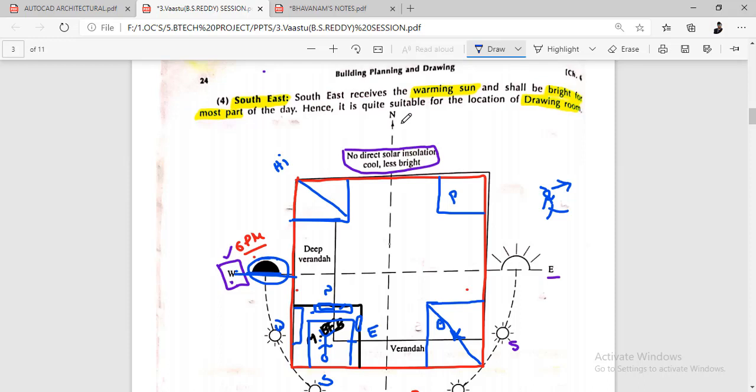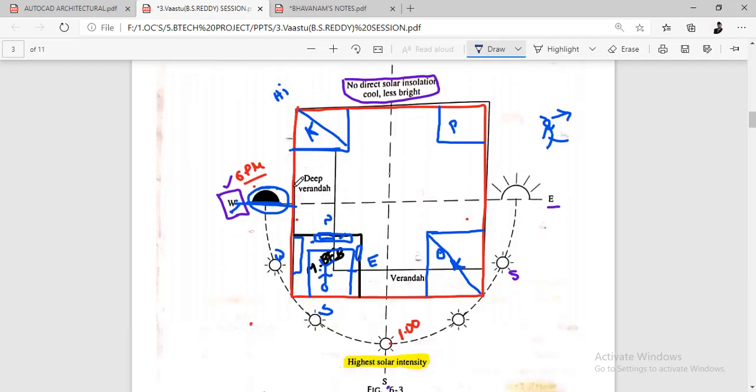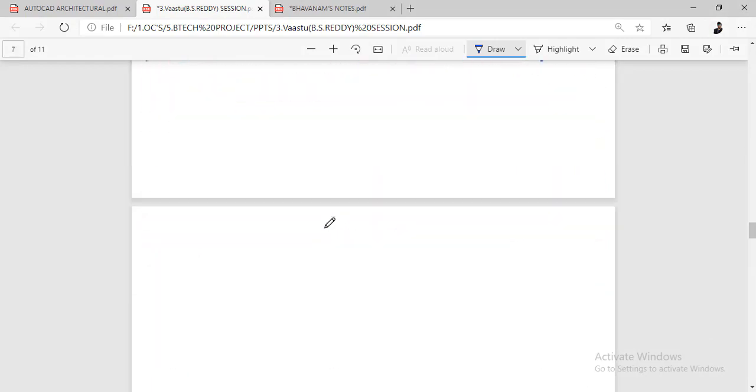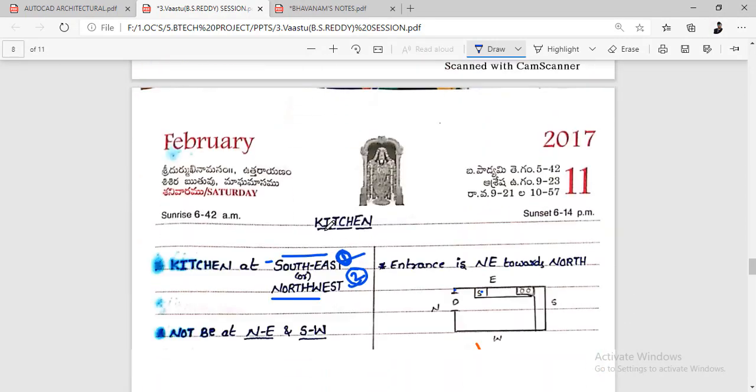So that's why they suggest northwest is good for a south-facing kitchen. Okay, this is the second option. Even if you don't have any chance in the southeast, you need to go for the second option, south northwest. Okay, like that we need to provide. And come to here in this.